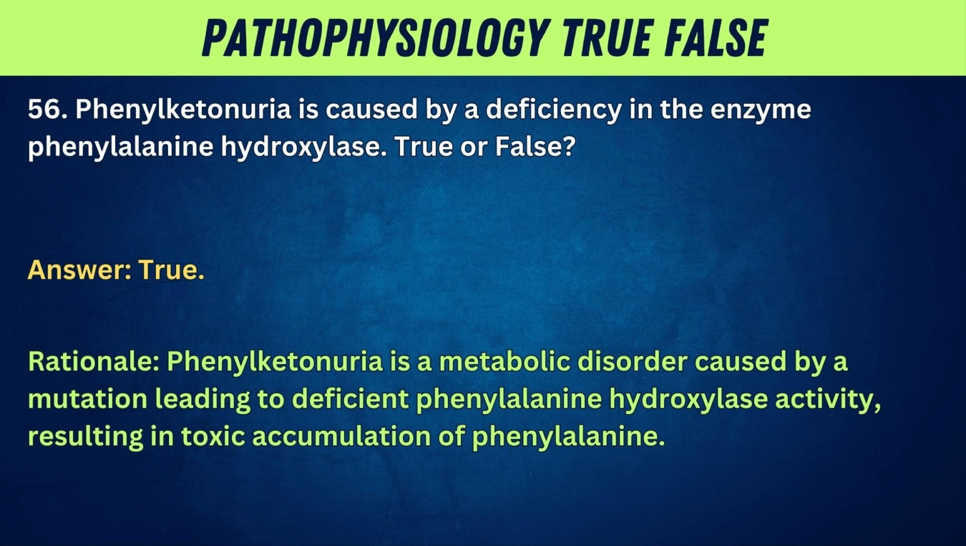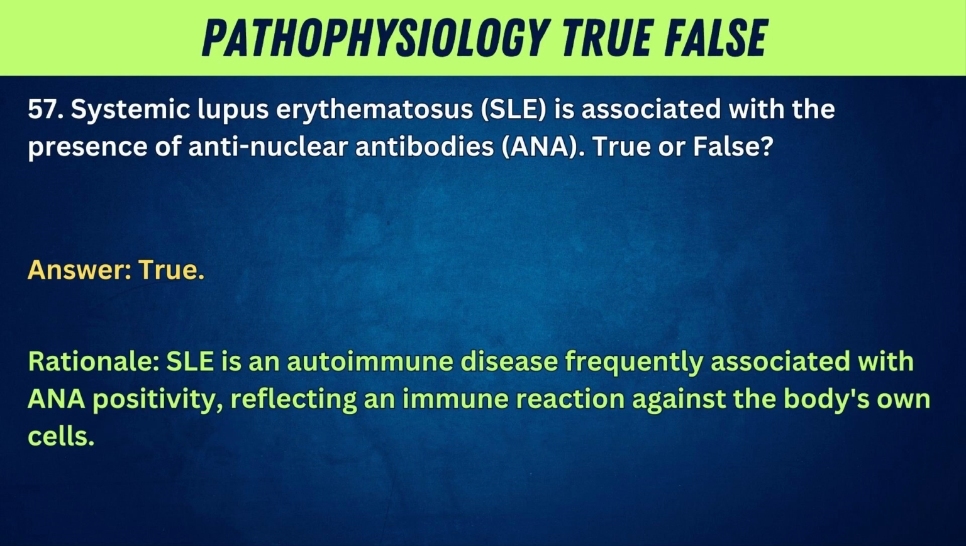True or false? Answer: true. Rationale: Phenylketonuria is a metabolic disorder caused by a mutation leading to deficient phenylalanine hydroxylase activity, resulting in toxic accumulation of phenylalanine. 57. Systemic lupus erythematosus, SLE, is associated with the presence of anti-nuclear antibodies, ANA.